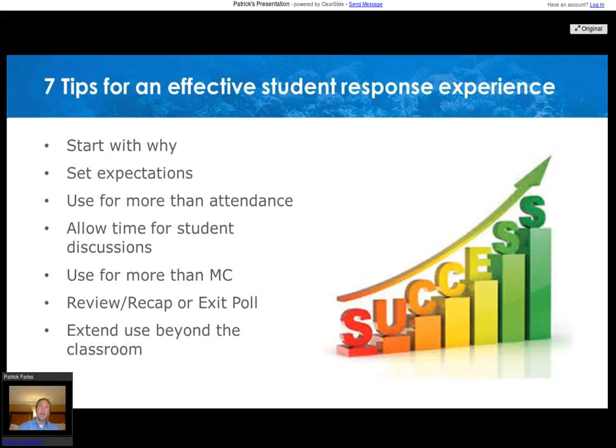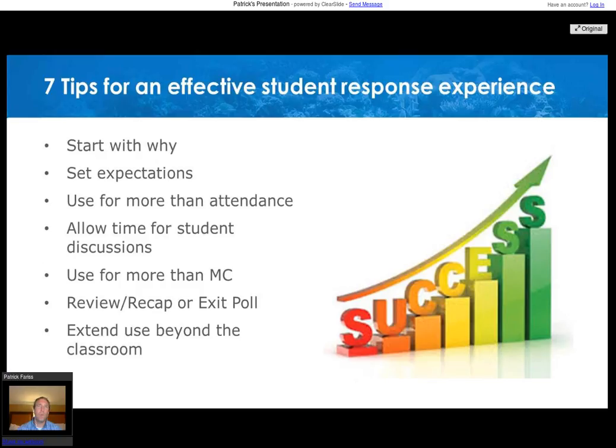So tonight what we want to look at are 7 tips, and there are a lot of different tips out there, but I've tried to condense this presentation tonight to 7 tips for an effective student response experience. And we'll look at each of these 7 in a little bit different light. Start with why. Set expectations. Allow for more than just attendance.